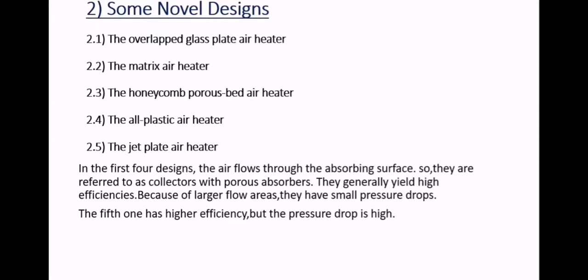The next set of classification is some novel designs. A number of novel designs have also been suggested from time to time by many investigators. Some of these will now be briefly described. They are the overlapped glass plate air heater, the matrix air heater, the honeycomb porous bed air heater, the all plastic air heater, and the jet plate air heater.